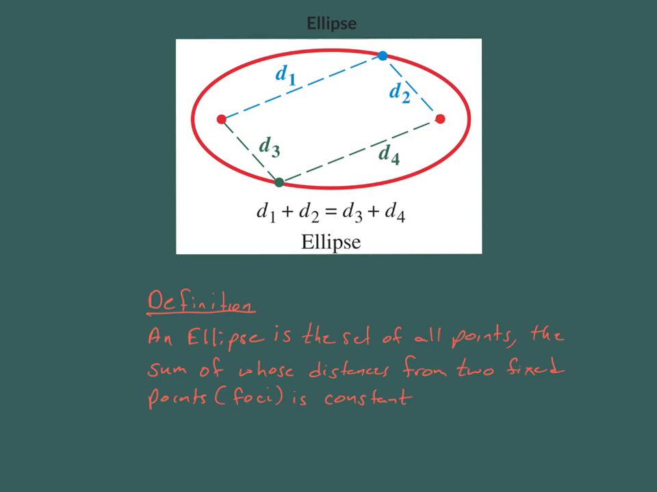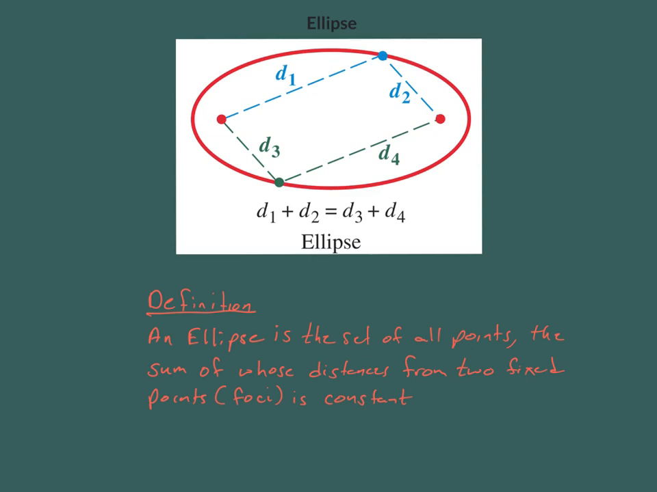Okay, so here we have our two fixed points in red. If I take any point that's on the graph of the ellipse, I find the distance from that point on the ellipse to each of the fixed points. If I add those distances, I will always get the same thing. So in this case, the distances from the blue point to the two red points are D1 and D2. And the distances from the green point to the two fixed red points are D3 and D4. So D1 plus D2 will always equal D3 plus D4.